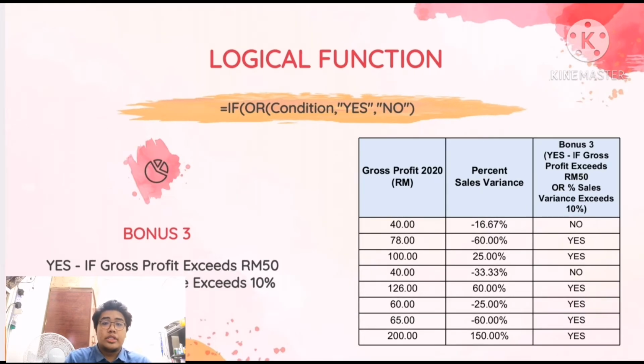The last logical function is for bonus 3. If gross profit exceeds 50 ringgit or percent sales variance exceeds 10%, the formula that we will use is equal IF OR condition, yes or no. From the table below, we can see that if gross profit in the year 2020 exceeds 50 ringgit or passes 10%, the bonus will show as yes, and it will be vice versa.